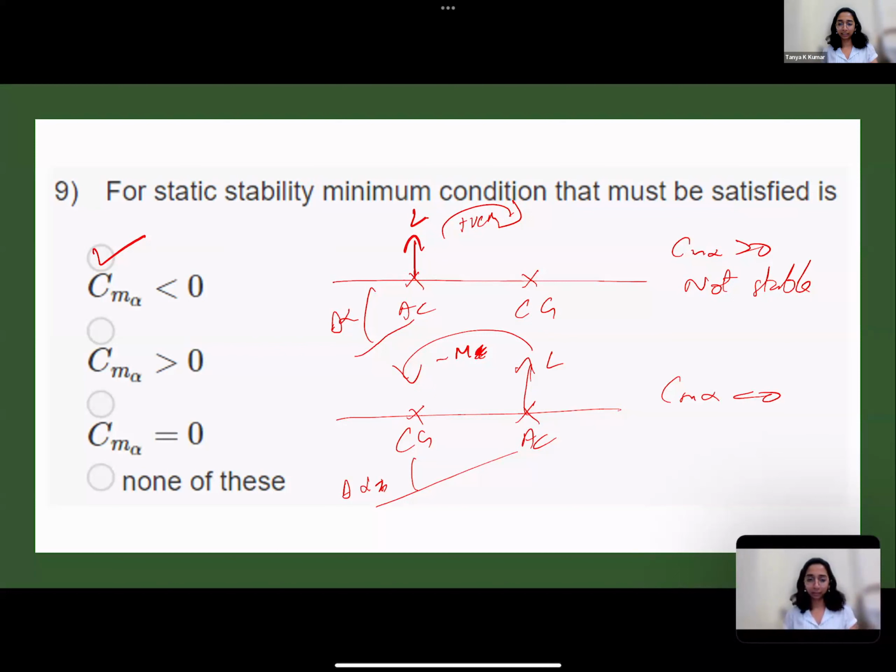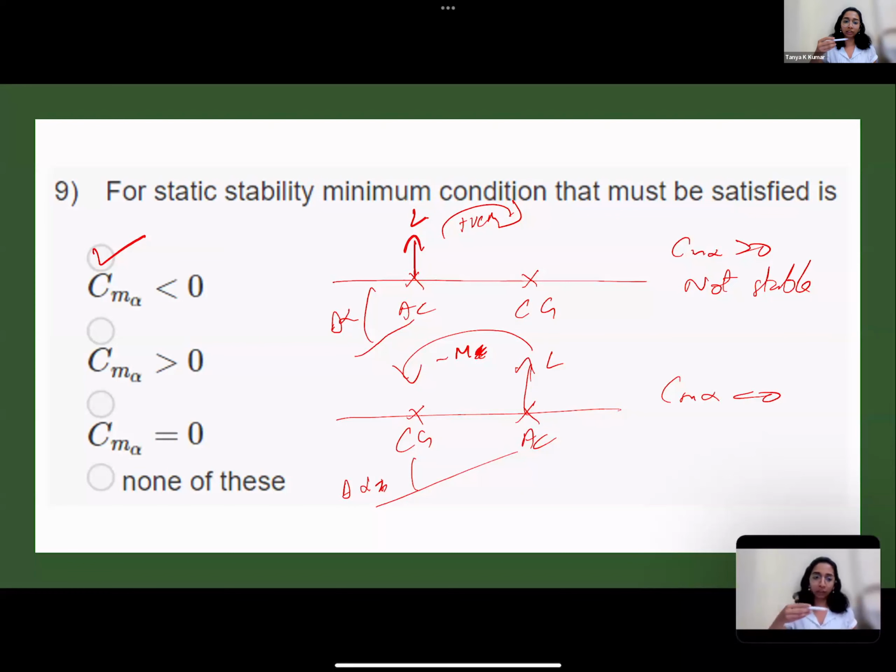We're still at the beginning of this lecture series. So if you have any confusion regarding how or why the sign conventions are such, do let me know. Tell me, do you understand why CM alpha should be negative for a statically stable aircraft?